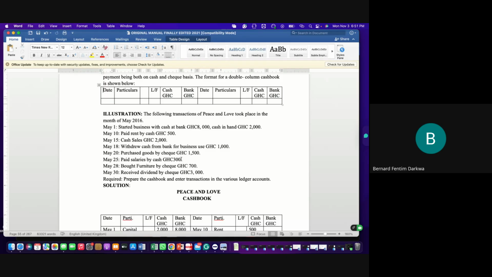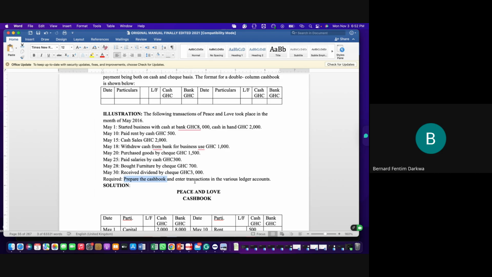So these are, and the requirement is to prepare the cash book and enter the transactions in various ledgers. So this question is different. This one, they want you to prepare the cash book first, and then they say post it. They want the other entries. So that's why we were talking about it.